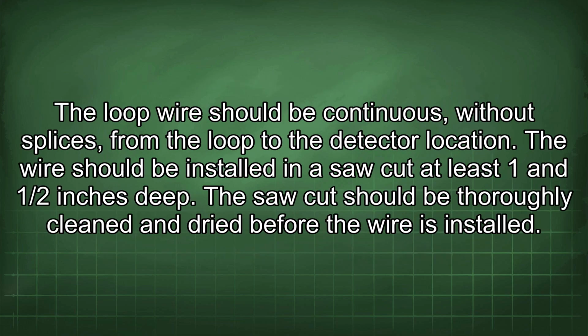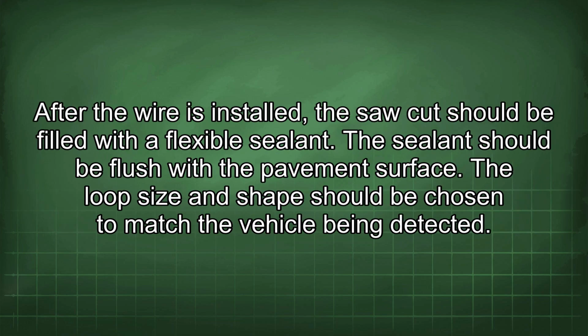The loop wire should be continuous, without splices from the loop to the detector location. The wire should be installed in a saw cut at least 1 and 1/2 inches deep. The saw cut should be thoroughly cleaned and dried before the wire is installed. After the wire is installed, the saw cut should be filled with a flexible sealant. The sealant should be flush with the pavement surface.